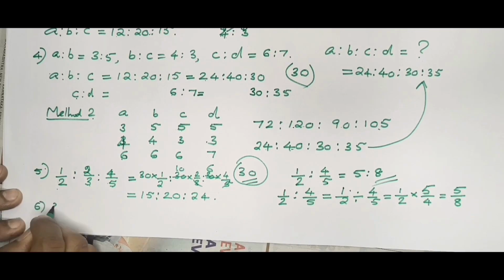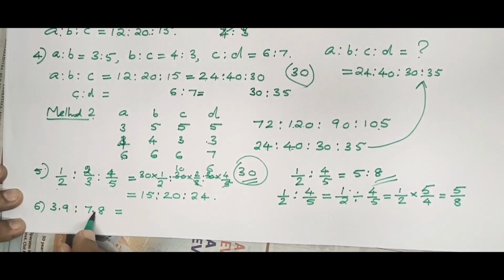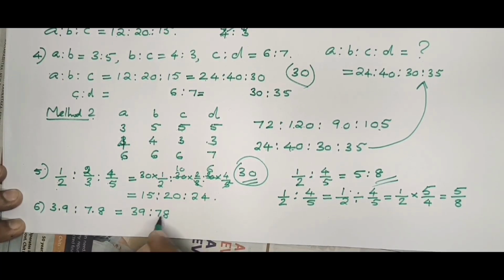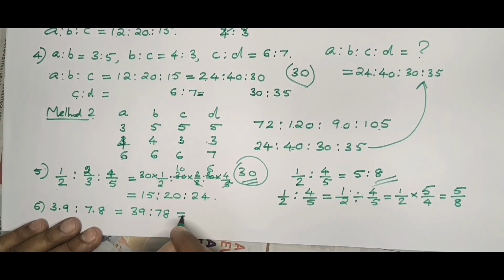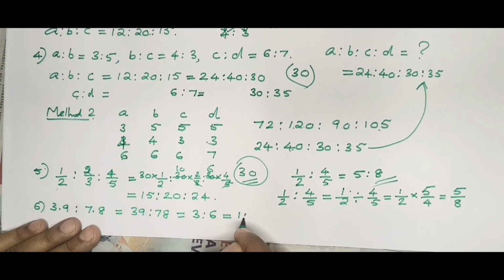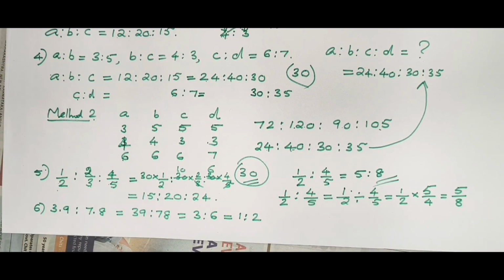For example, supposing you have a ratio like this, 3.9 is to 7.8. In the first step, you multiply both the terms by 10. You will have 39 is to 78. But there is something common here. I think 13 will go in both. Number 13. So 13 will go 3 times and 13 will go 6 times here. Again, you can write like this. 1 is to 2. That's all. When you have decimal numbers as the different terms of a ratio, this is the way to go about and convert it into ratio of positive integers.